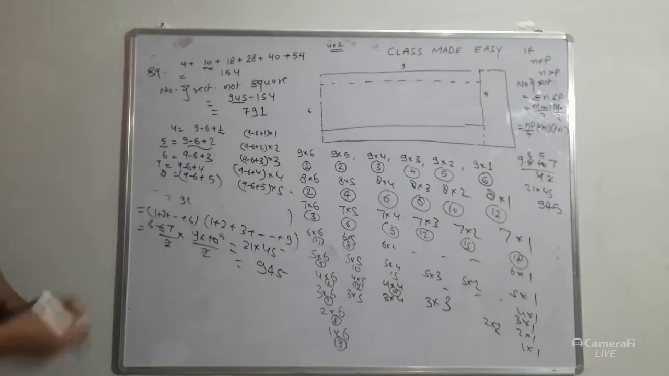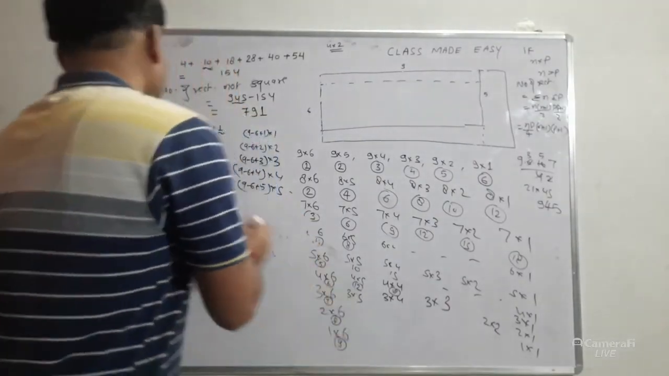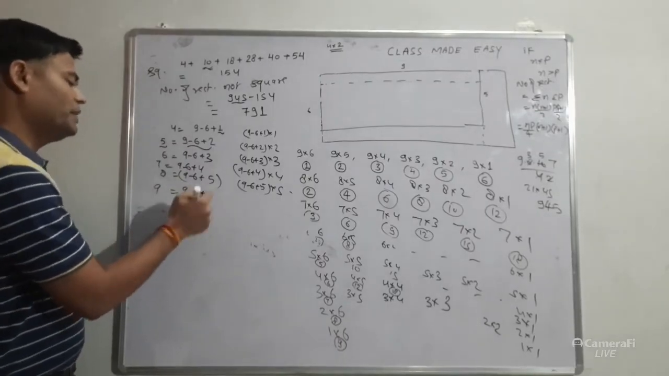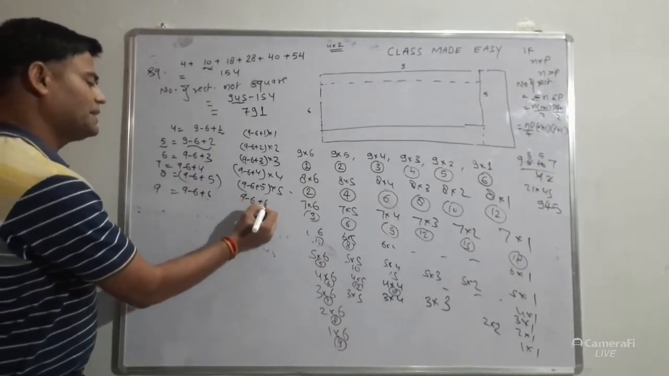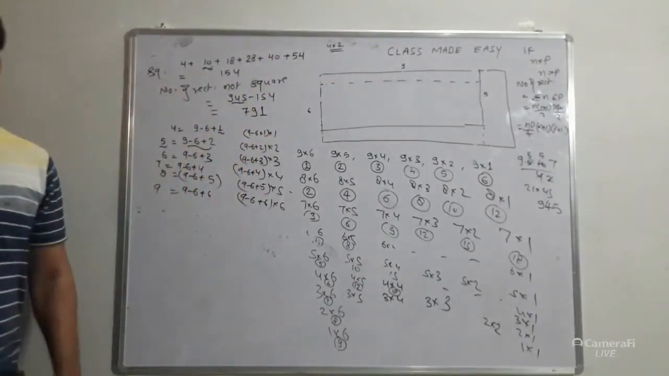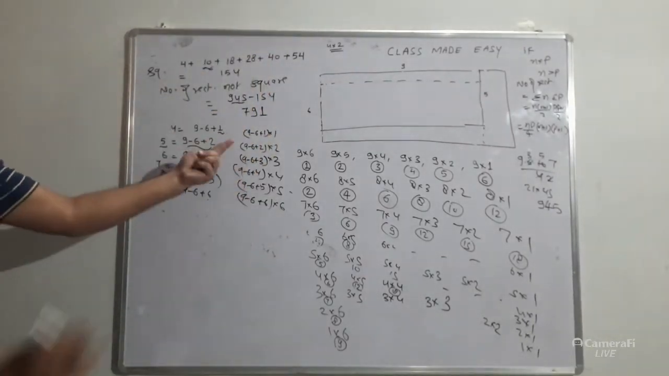And again that one is 9 minus 6 plus 5. So it is 6. 9 minus 6 plus 6 into 6. So it is 9 sixes are 54. So here one trend is developed.